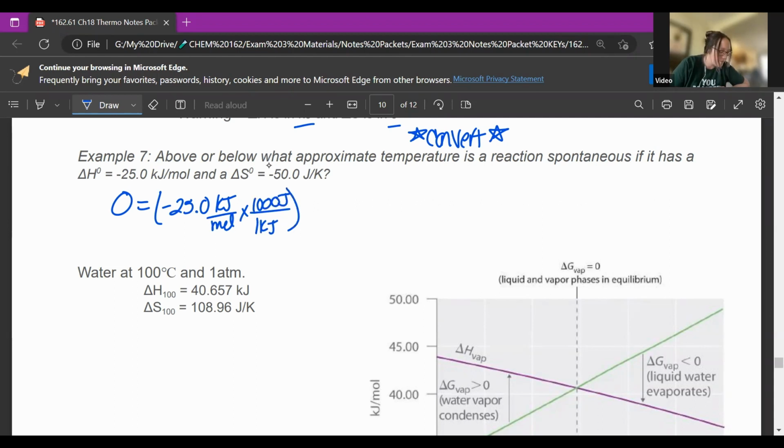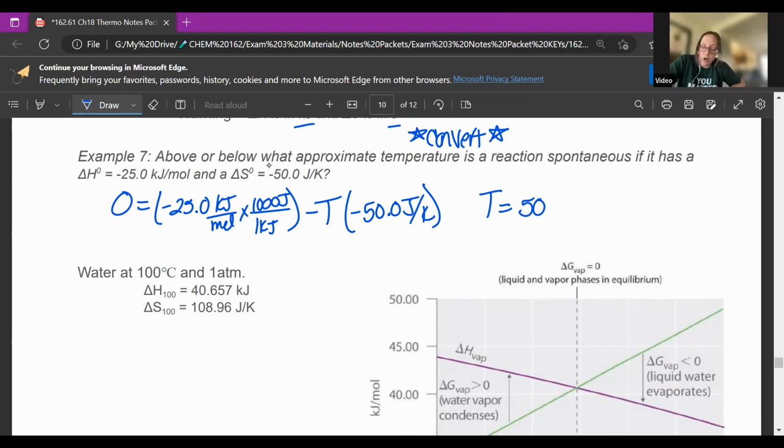1 kilojoule is 1,000 joules. So that's delta H minus T, which is what I'm solving for, times delta S, so negative 50.0 joules per Kelvin. All right, so that's a pretty easy calculation. You're going to end up with the temperature being 500 Kelvin. So that is the temperature at which it becomes spontaneous or non-spontaneous. That's the line.